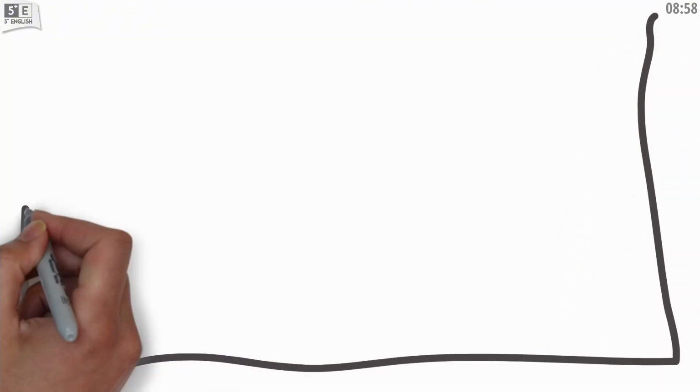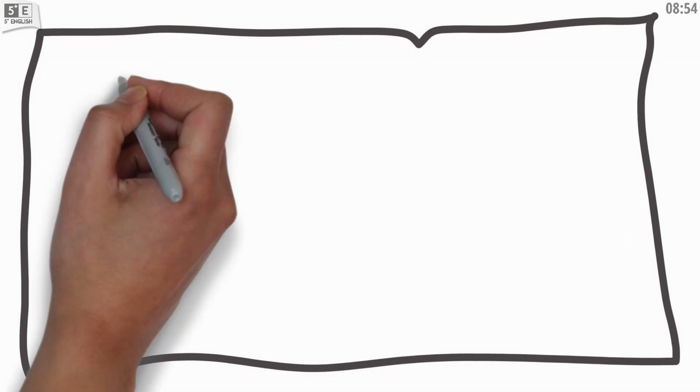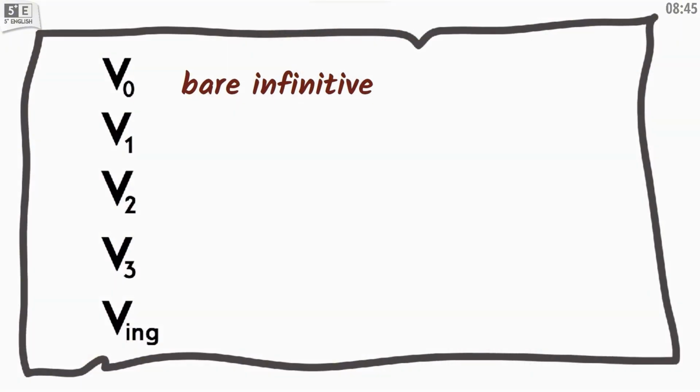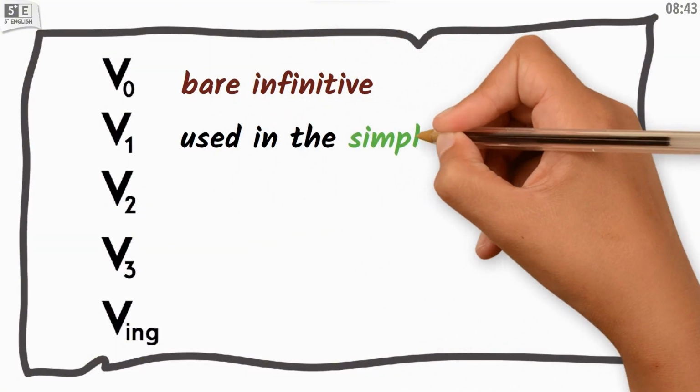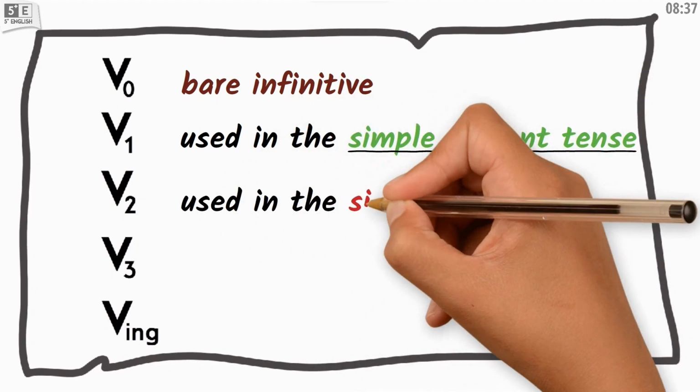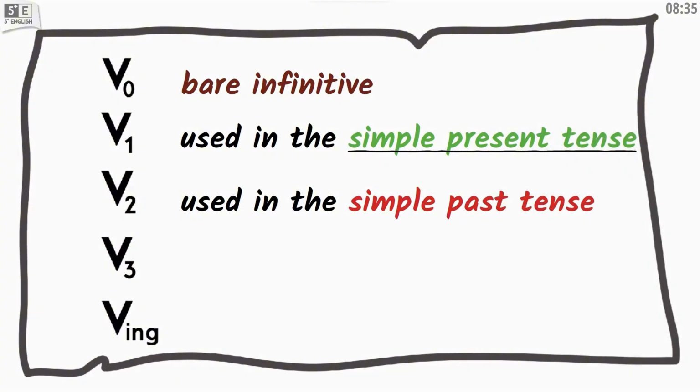First, we need to agree on the symbols used in the formulas. Verbs in English have 5 forms. The symbols for those 5 forms are verb 0, verb 1, verb 2, verb 3, and verbing. Verb 0 is the bare infinitive. Verb 1 is the verb used in the simple present tense. Remember, we use verb 1 in the simple present tense. Verb 2 is the verb used in the simple past tense. Keep in mind that a simple past tense verb is verb 2.